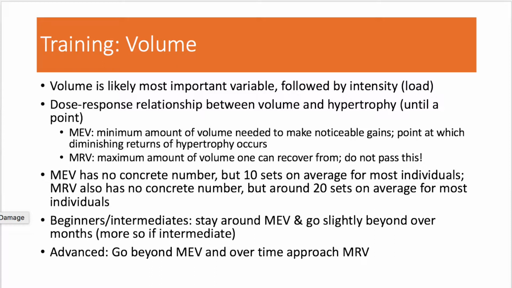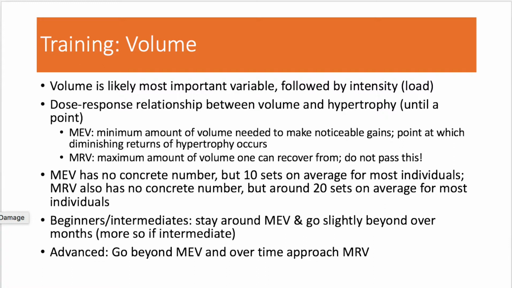We also know that there is a point when any further volume has diminishing returns with how much hypertrophy can occur. This is called your minimum effective volume, or MEV. This can be thought of as the minimum amount of volume you need to perform to make good noticeable gains. From this point on, the rate at which muscle hypertrophy will occur will slow down despite performing more volume. There is also a point where if you perform too much volume, you also begin to lose gains. This is known as your maximum recoverable volume, or MRV.